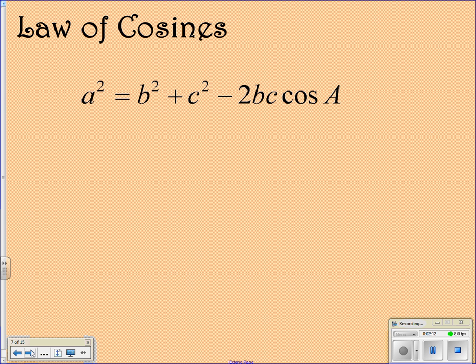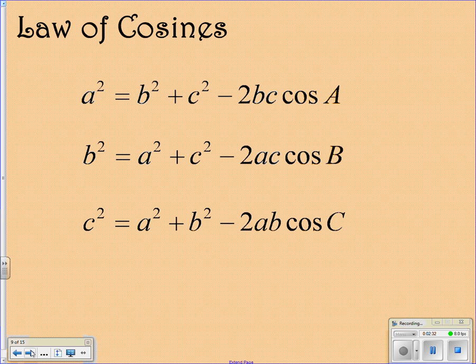This is the law of cosines. a squared equals b squared plus c squared minus 2bc cosine of A. You can also write it where you have b squared equals a squared plus c squared minus 2ac cosine of B, or you can write c squared equals a squared plus b squared minus 2ab cosine of C. It's all the same thing, it's just switching around the letters basically.